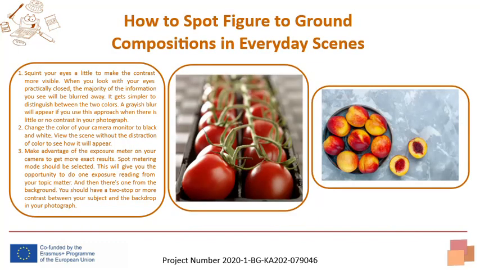In order to see the contrast better, squint your eyes a bit. The bulk of what you see will be obscured if you gaze at anything with your eyes almost closed. As the contrast between the two hues increases, it becomes easier to tell them apart. This method produces a gray blur if you apply it on a shot with little or no contrast.